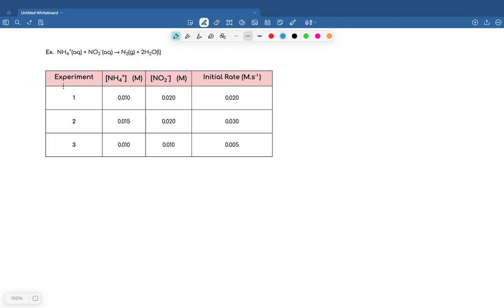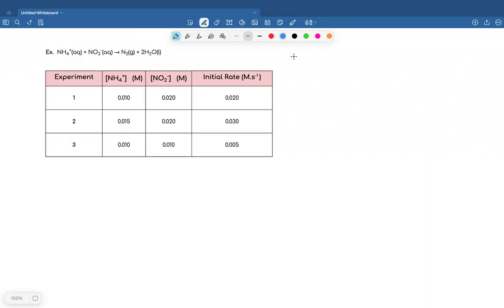So this is the first one. They give us the reaction, and then they want you to find the rate law for that reaction. Usually for these types of questions, they give you a table that has at least 3 experiments in it, where the initial concentration for both reactants is given to you, and then the initial rate is also given to you.